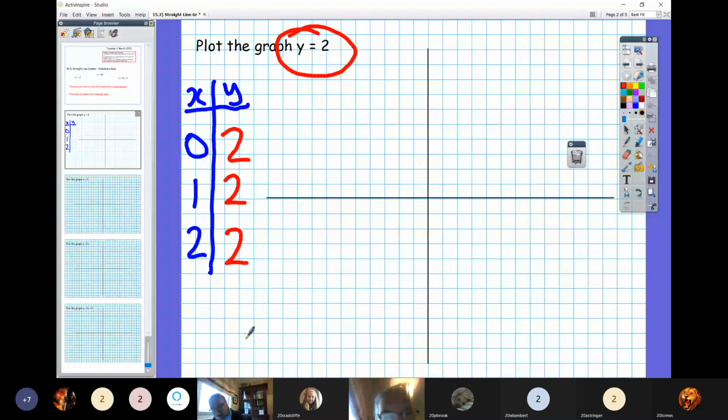So this is just like yesterday. My first coordinate is 0, 2, then the coordinate 1, 2, and then the coordinate 2, 2. So I'm just going to go and plot these now. And I will go and share and unshare if it doesn't come through, and you can see what's going on.